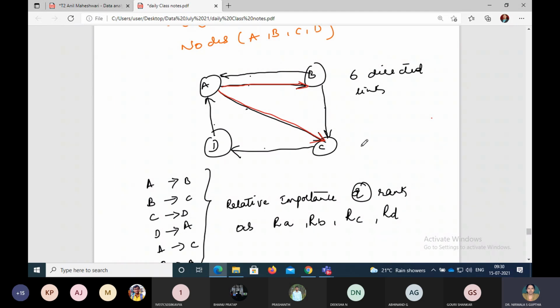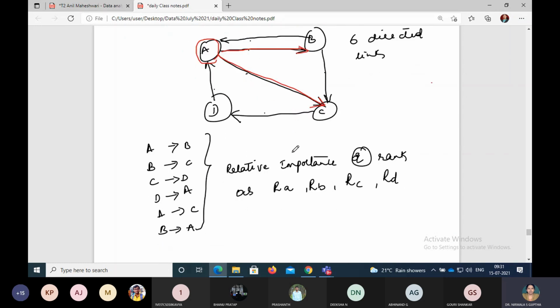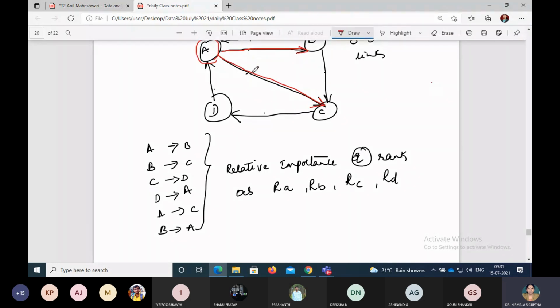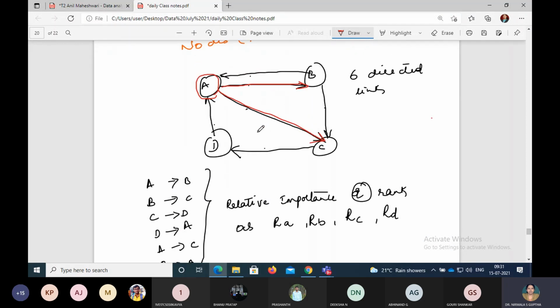Both B and C receive half of node A's influence, because A is being shared. A has one outbound arrow going towards B and one more arrow going towards C. That means A's influence, the relative value of A, will be shared equally between the two nodes B and C. Half of node A's influence will be given to B, half of the influence of A will be given to C.